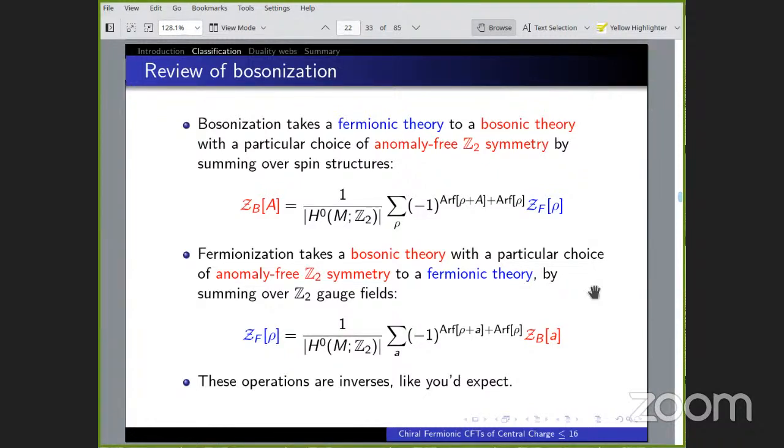And it's a topological theory with unique ground states on any manifold. And its partition function is always a phase. Well, here it's actually a sign, plus or minus one, depending on whether there's an even or an odd number of zero modes.